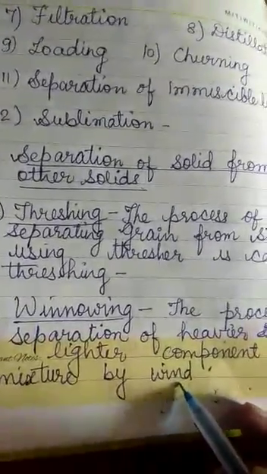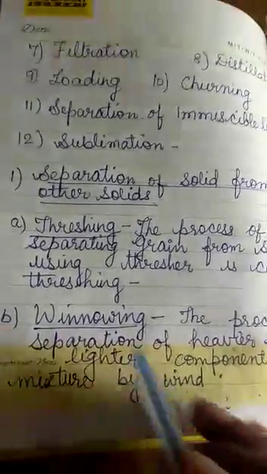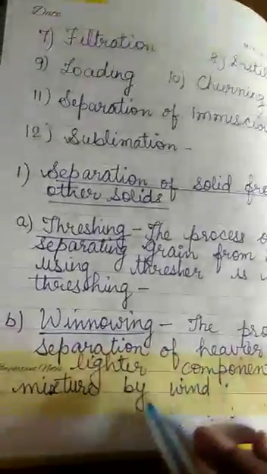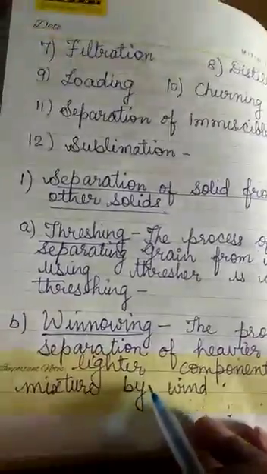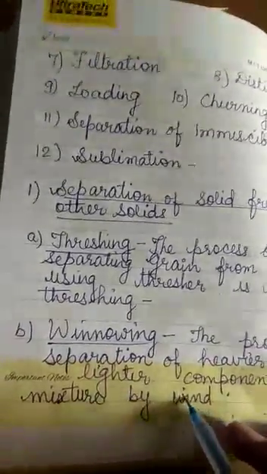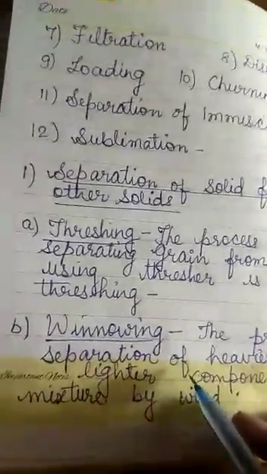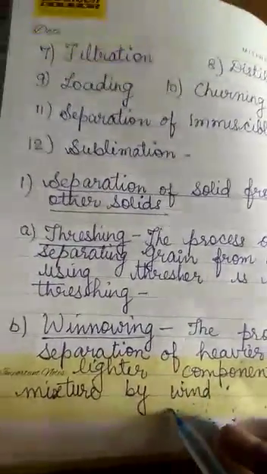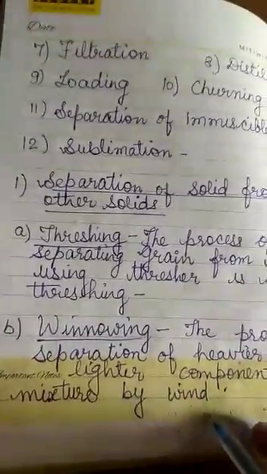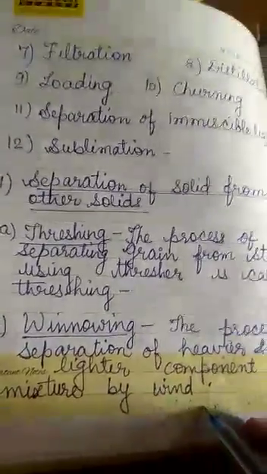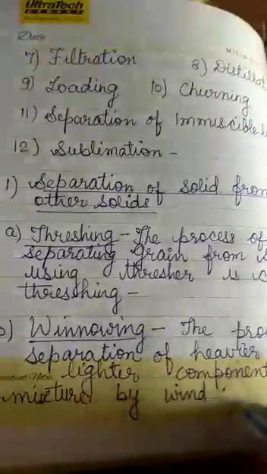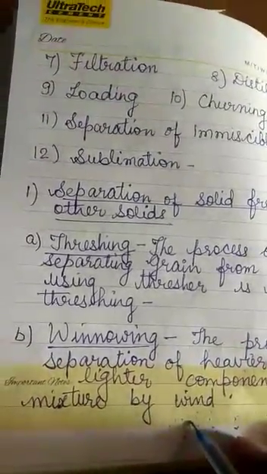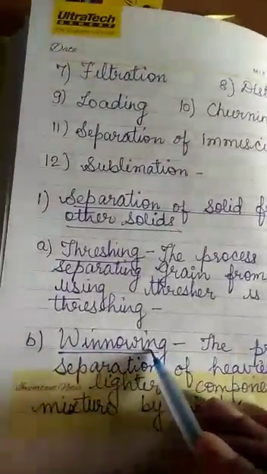What does a farmer do in the field? A farmer uses this method, winnowing, to separate grain from the chaff. Farmers allow the grain and chaff to fall from a height, and the lighter chaff is blown away by the wind, and the heavier grain just falls down. As a result, two separate heaps are formed, one of grain and one of chaff. In this way, grain and chaff are separated by the method of winnowing.